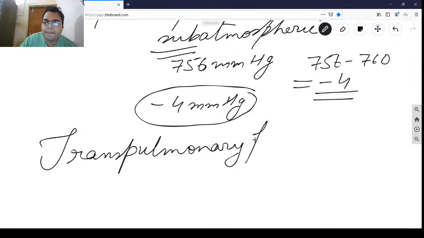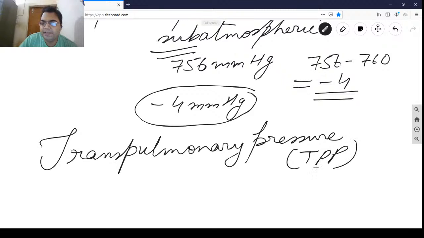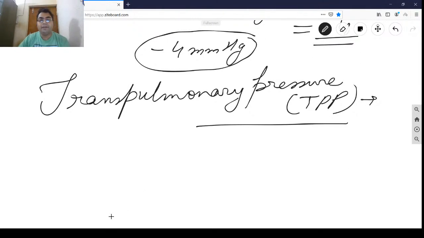Transpulmonary pressure, TPP. Understand it very, very clearly and sincerely. You will be able to completely comprehend the real significance of this pressure being minus 4. And if it wasn't minus 4, what could have happened? Suppose somebody stabs you in the chest with a knife, as you might have seen in many Hollywood movies. Why does the chest collapse?